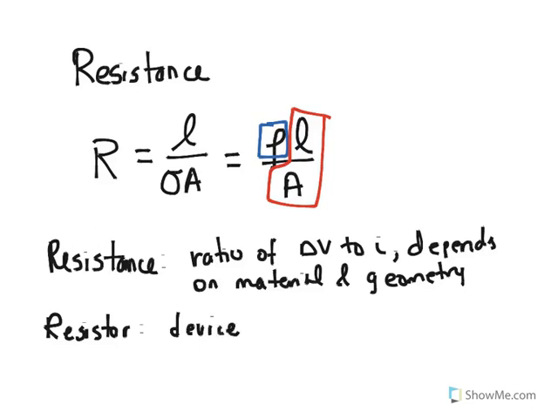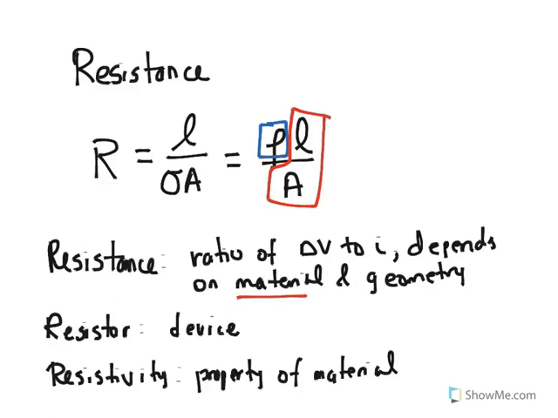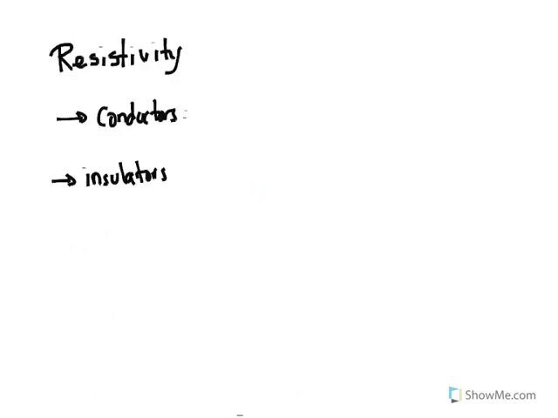So the resistor is the device that exerts the resistance. And there is a property that is dependent on the material, and this property is called the resistivity. So once again, resistance is given by the resistivity times length over area, that's the geometry part, and the resistivity is a property of the material.